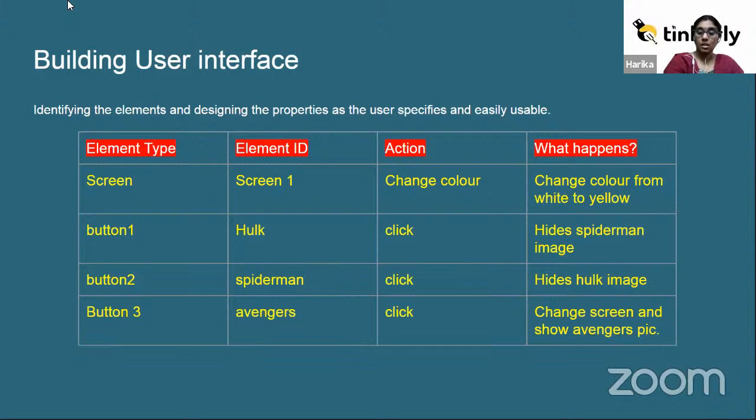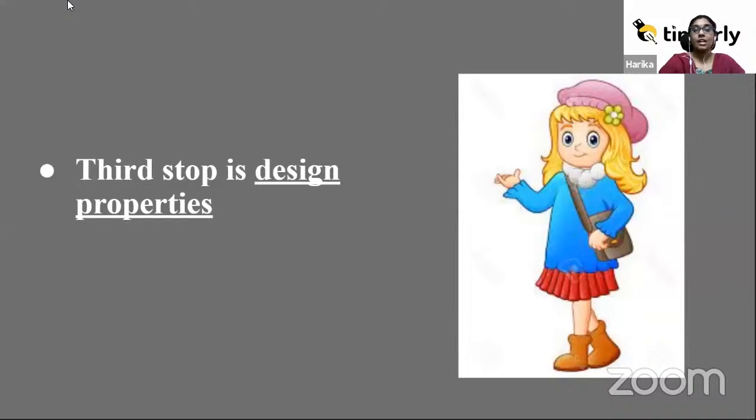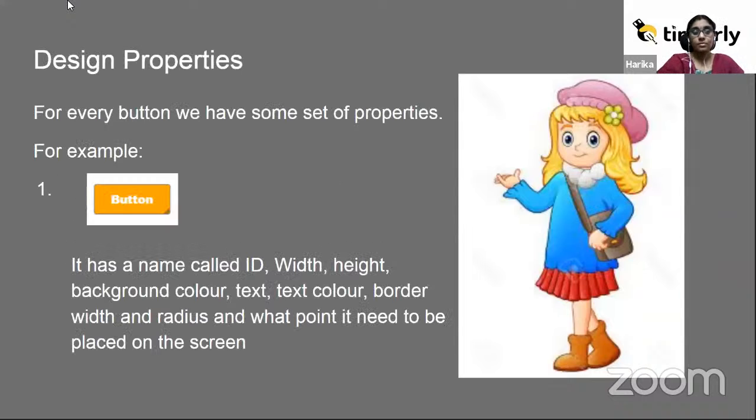Let's see how this works in the design properties. The third step is design properties. Every button has a set of properties. For example, a button has a name called ID, a width, a height, a background color, and a text. Here, the width is larger, the height is smaller, the text color is white and the background color is orange. We can change all of them in our design properties.